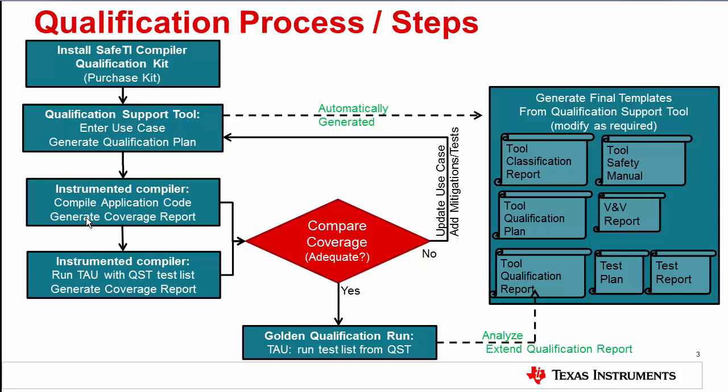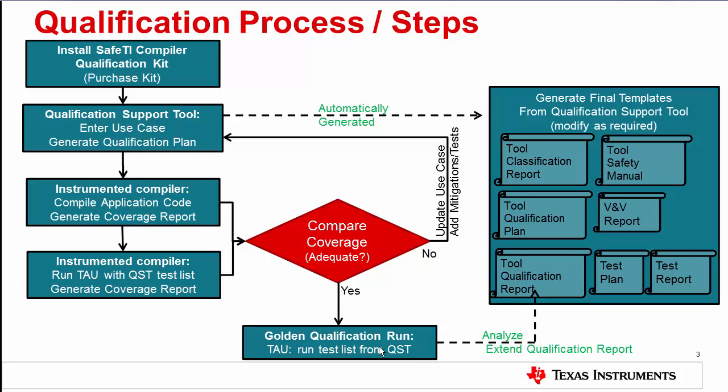Then, run the test automation unit for the test list generated by the QST. That's this step. Save the coverage files. Then send both sets of coverage files to TI to compare and review for any gaps. TI will generate a coverage report to address any gaps with additional test cases or mitigations. Once coverage comparison is good, run the test automation unit one more time to execute the qualification tests using the production compiler.